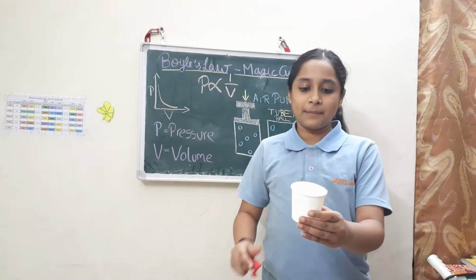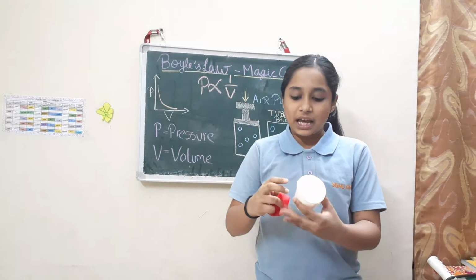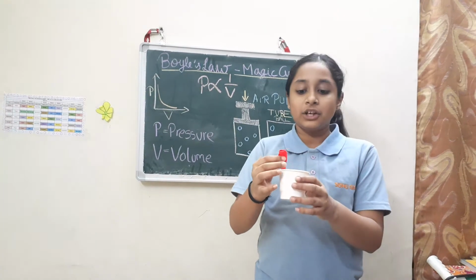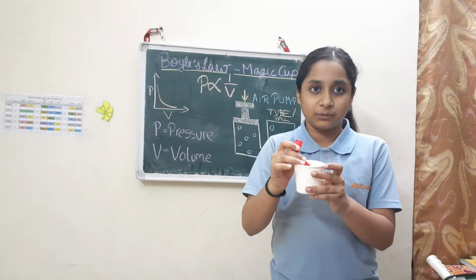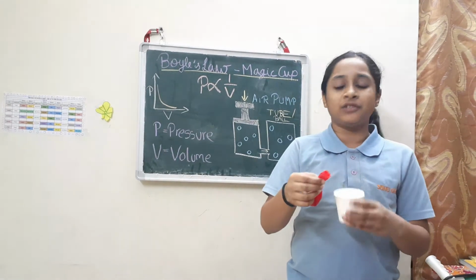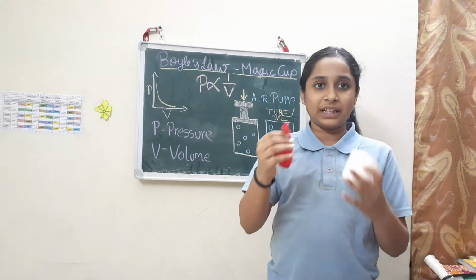When I take the cup, it's filled with air and the volume of the air inside is more. And when I keep the balloon inside, it occupies some space. So the volume of the air inside the cup decreases. And as you would have noticed, when you start blowing a balloon, the surface of the balloon gets curved.